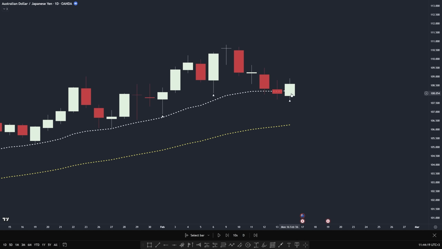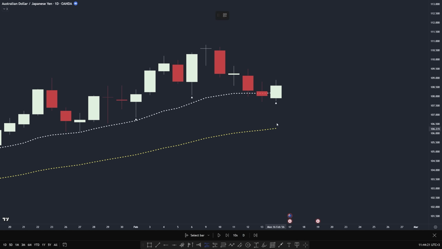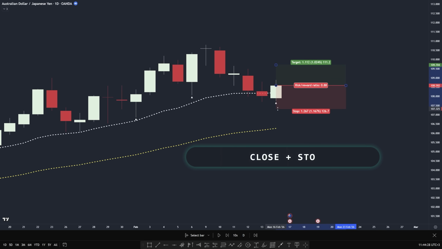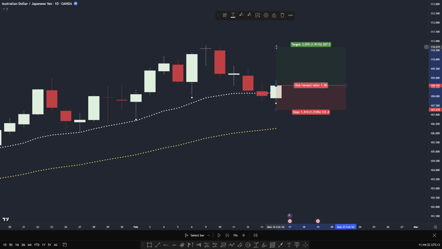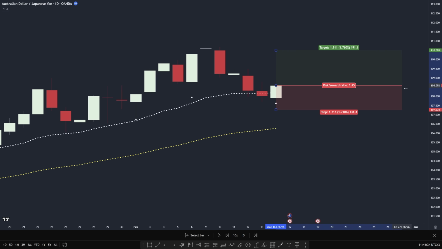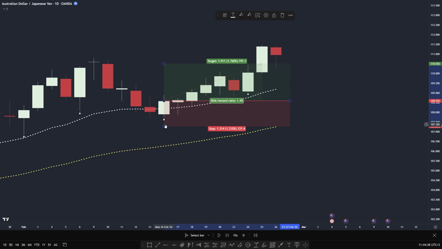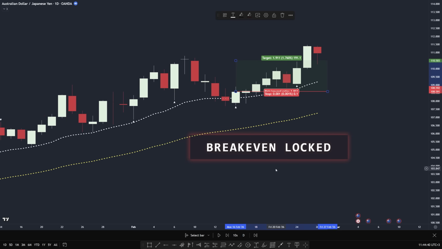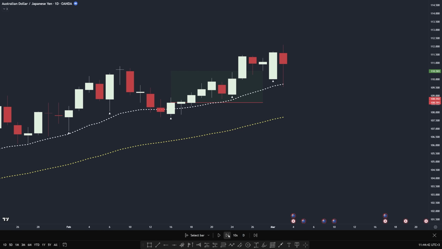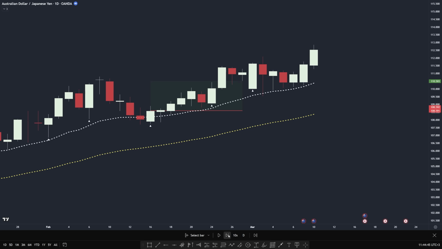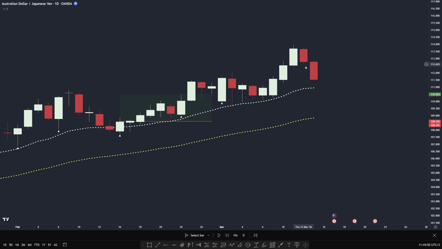Look here, price is in an uptrend and it pulls into the 20 and 50 zone. A bullish outside bar forms. Entry is on the close. The stop goes under the outside bar low. After price moves one risk unit in profit, we take 50% off. Then the stop on the rest moves to break even. After that, as price continues higher, we trail under each confirmed swing low.